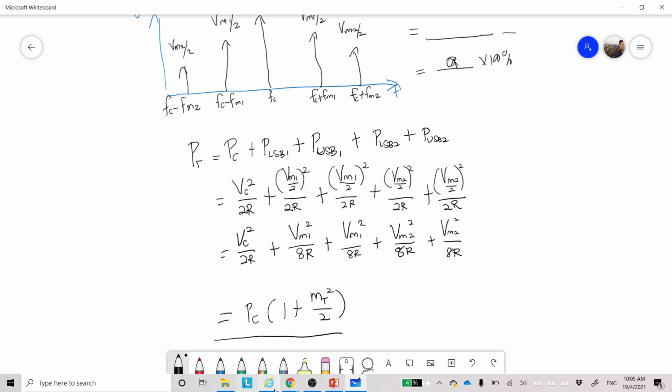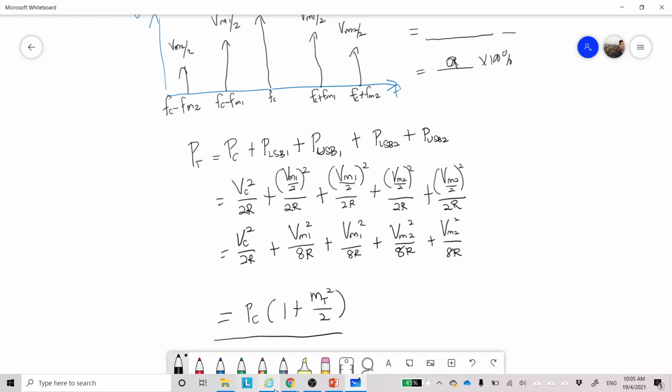So here I have shown you the multiple input case for double sideband full carrier. That means every input message will produce a pair of sidebands. It doesn't matter if you have more than 2, 3, 4, 5 inputs. The output, you need to multiply by 2, so you have a pair of sidebands for each input message.